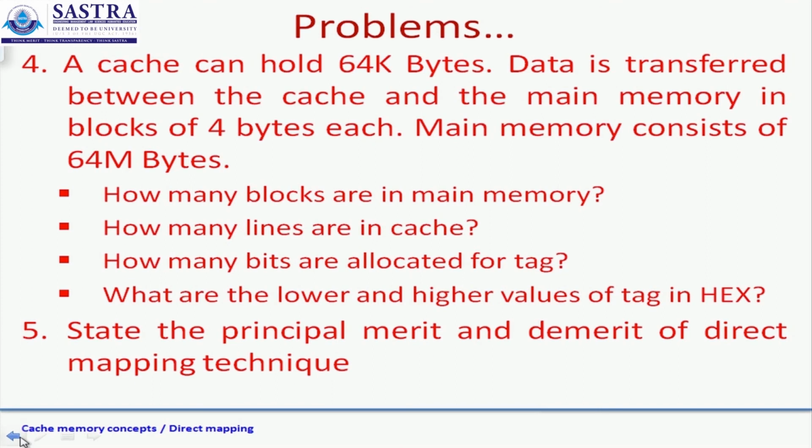A cache can hold 64K bytes. Data is transferred between the cache and the main memory in blocks of 4 bytes each. So W equal to 2. We know this one.